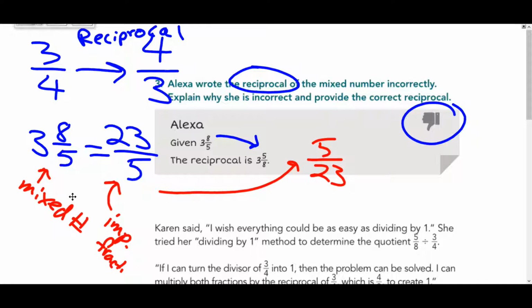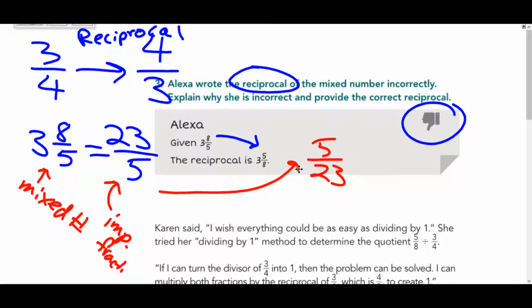So what she should have done was take the 3 8/5 and turn that into 23/5. So we take 5 times 3 is 15 plus 8 is 23/5. So we take our mixed number and turn it into an improper fraction. And then what we should have done was take the reciprocal of the 23/5 and turn it into 5/23. Now that's nothing like 3 5/8. They are not at all the same.